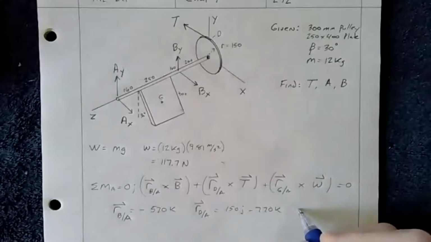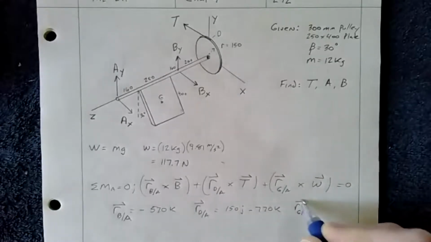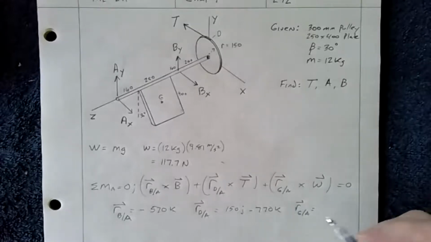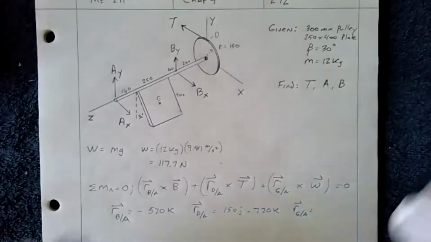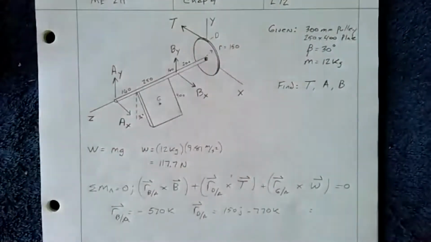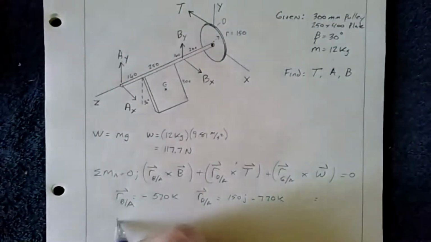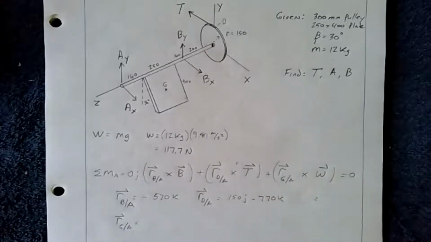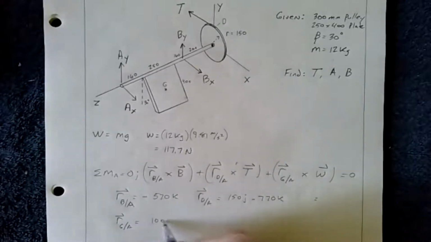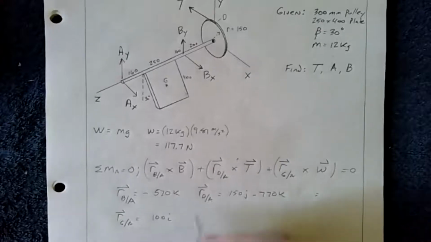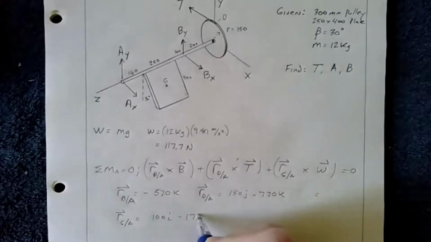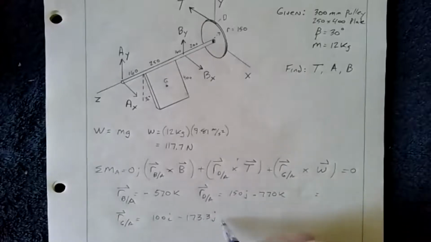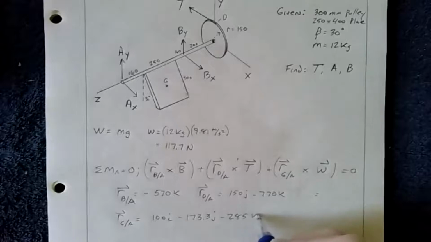And then lastly, we have our G relative to A, and I'm going to run out of space right next to it, but our G relative to A is going to give us 100I minus 173.3J minus 285K.